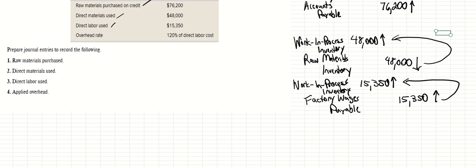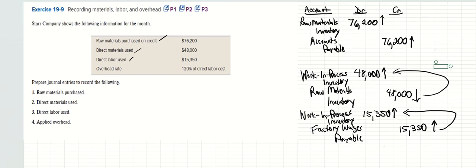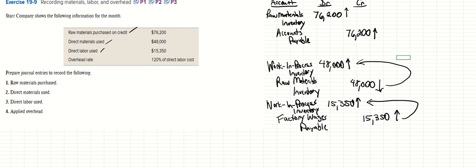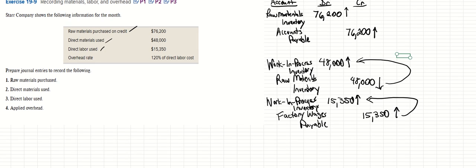So that's number three. And then lastly, number four, applied overhead. So we are going to have to record overhead. Now the overhead rate, they let us know that it is 120% of direct labor costs. So if I take 120% of direct labor costs, which is $15,350, that's going to give us $18,420. So that's our factory overhead.